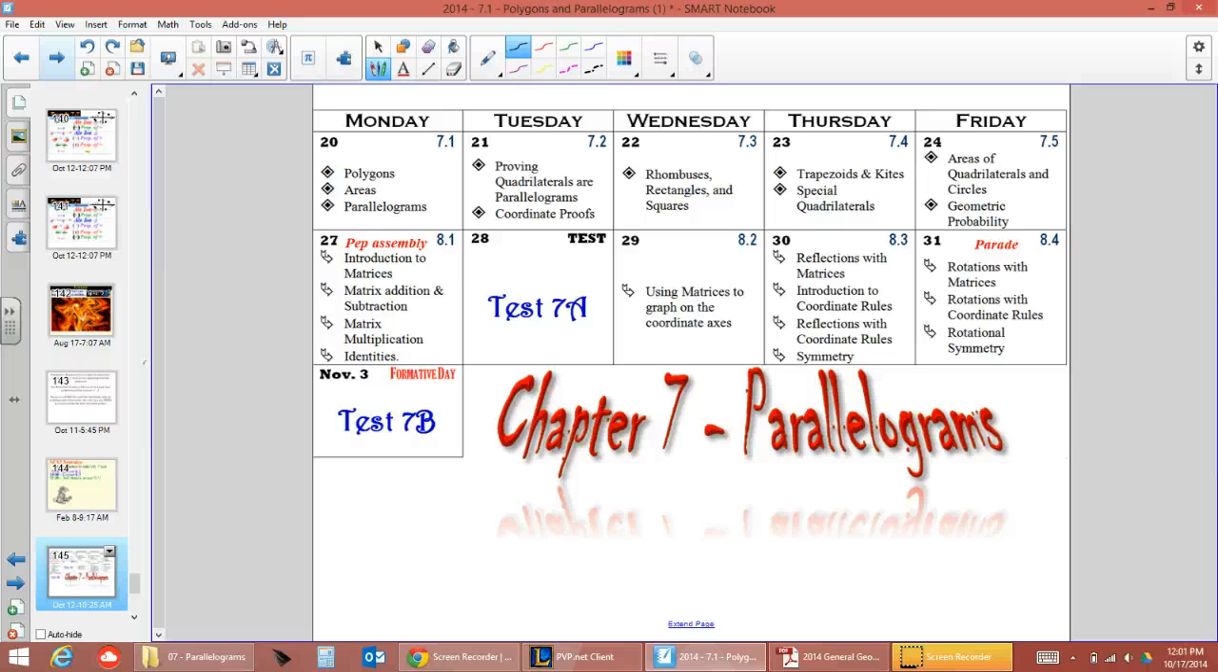Here's a look at what we're planning for the calendar. Monday when we get back, we'll do 7-1, 7-2, 7-3, 7-4, 7-5, right in a row. And then instead of going straight to the test, we're going to take 8.1 here for the pep assembly because it's short. And then we'll test on Chapter 7 on Tuesday. So this might get you a little mixed up, so be aware of what's happening, and don't lose all your Chapter 7 information just because I'm doing something different.